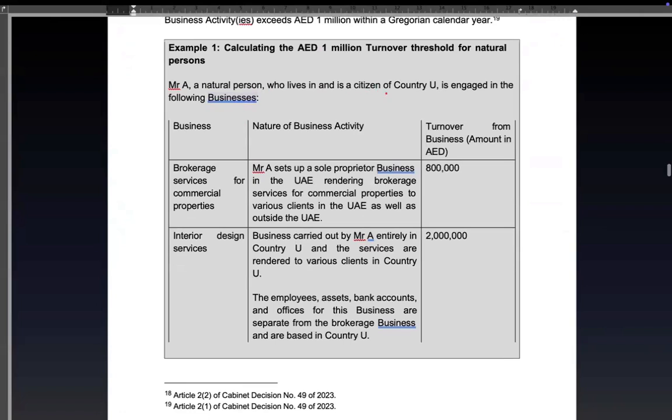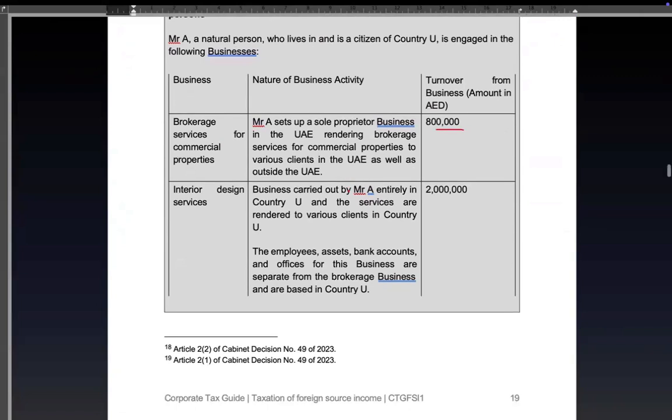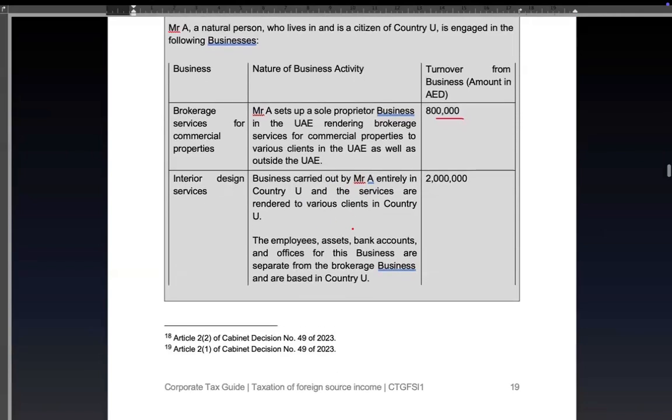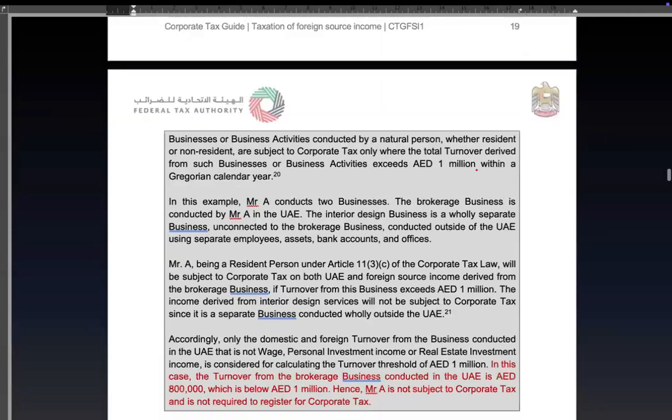A natural person who is a citizen of the UAE is engaged in the following business: brokerage and interior design, with turnover from the brokerage business account of 800,000. He has set up a sole proprietor business in the UAE, rendering brokerage services for commercial properties to various clients in the UAE as well as outside the UAE. The business is carried out by A entirely in the UAE, and the services are rendered to various clients in country U. These are the services in the UAE. These are the services outside the UAE.